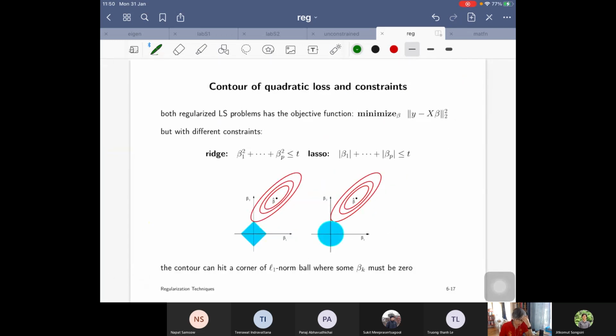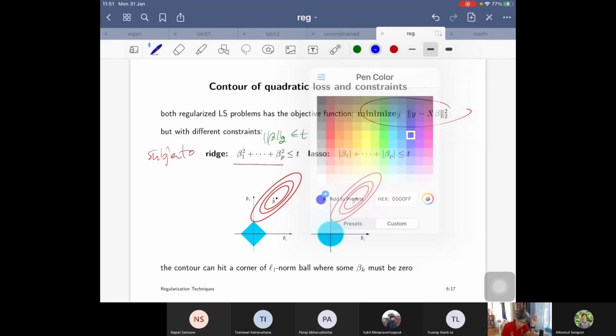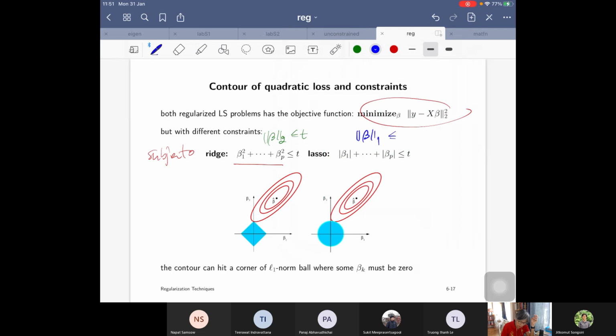Now we can explain the sparsity of the lasso solution again. If we look at the problem in the form where you minimize this least squares objective under a constraint, subject to: for the ridge problem, the constraint is the 2 norm of beta less than t. For the lasso, it is the 1 norm of beta less than t.